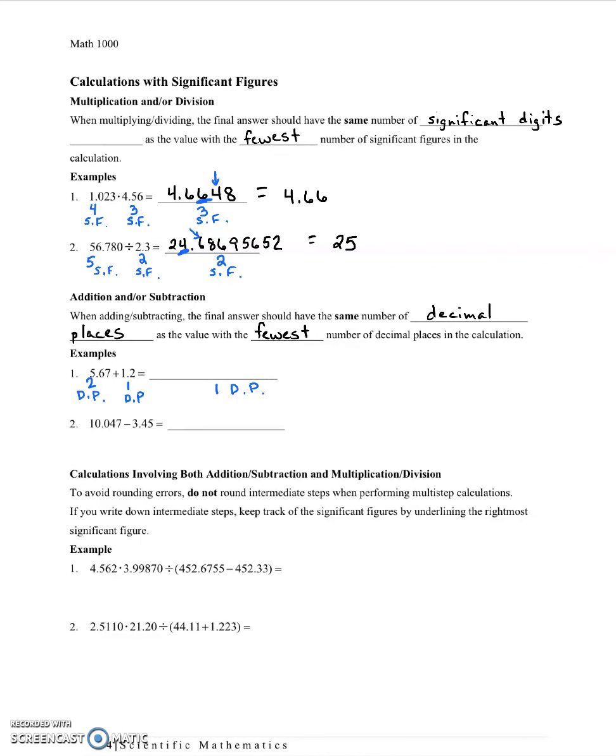So when we add those 2 together, we get 6.87, and we want 1 decimal place. That's where the 8 is. So the 7 makes it round up, and we have 6.9.